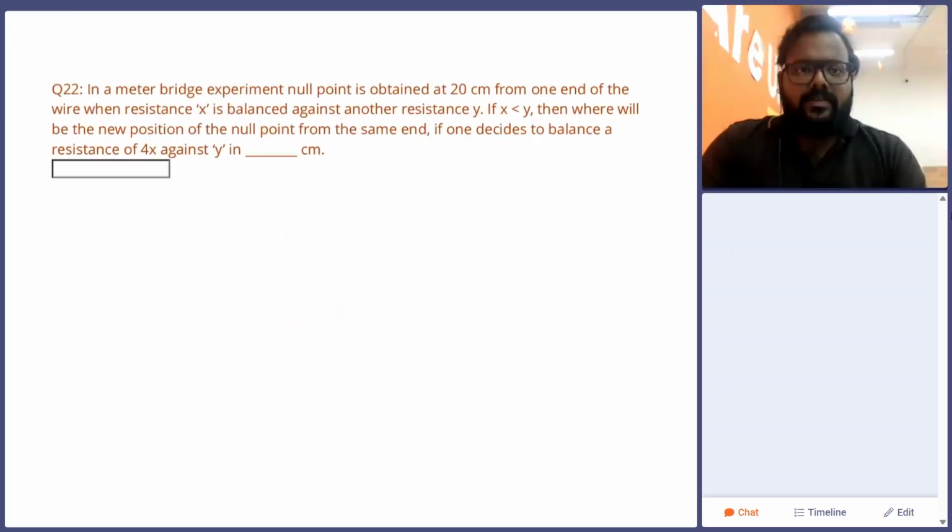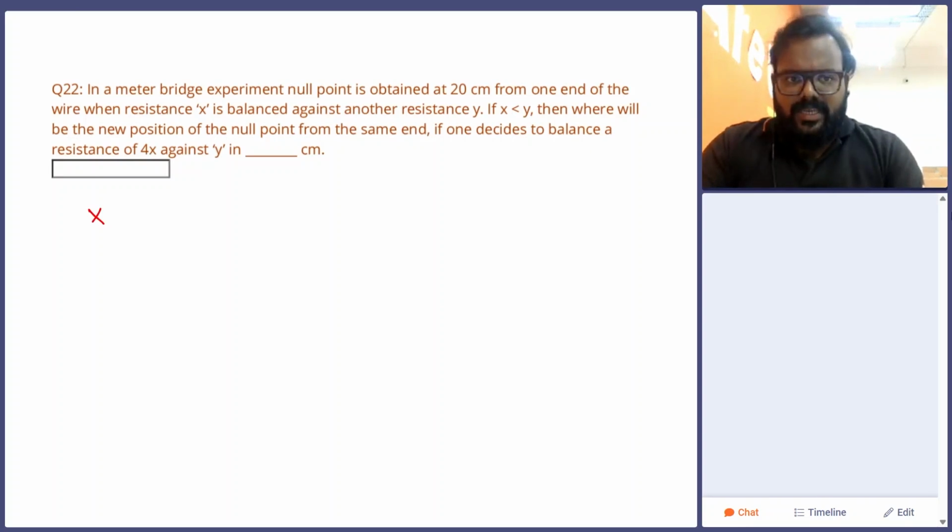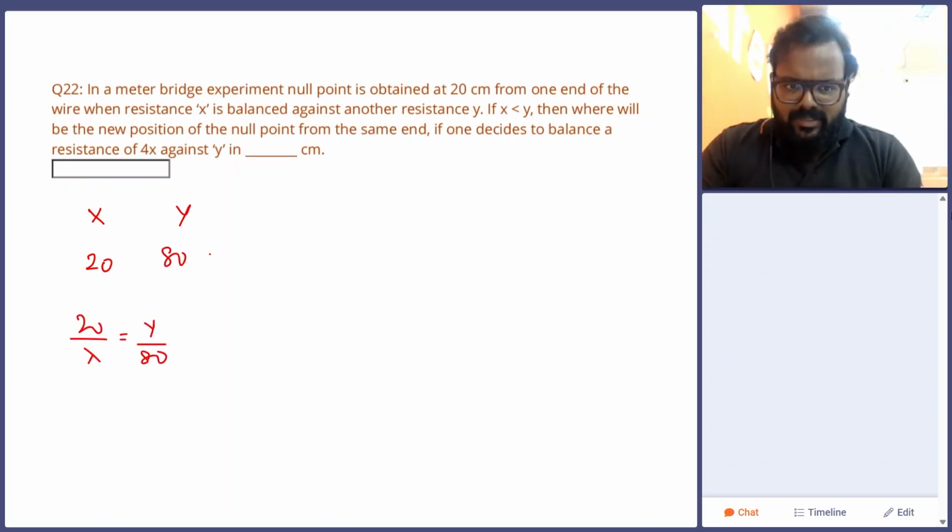Next question. A meter bridge has a null point at 20 centimeters from one end. The balance is with x at 20 centimeters and another resistance y at 80. So naturally 20 by x is y by 80. What do you get? x by y is 20 by 80, so 4x equals y.